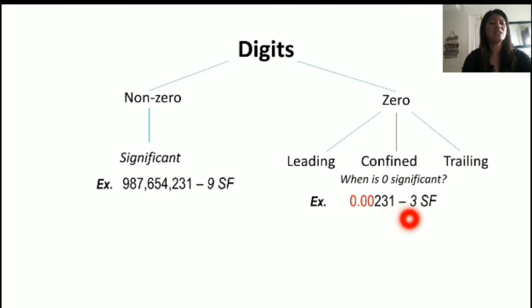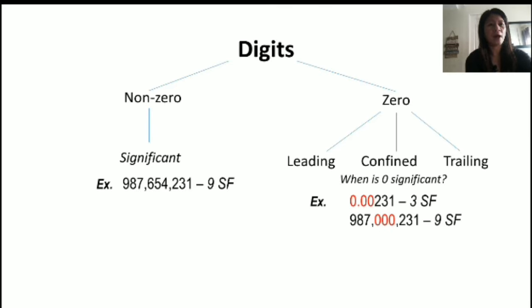0.00231. How many significant figures? We have 3 significant figures. These zeros are called leading zeros. Zeros to the left of non-zero digits, as well as that zero to the left of the decimal point, are not significant. So in this case, you will only take into account the non-zero digits, because guideline number 1 again states that all non-zero digits are significant.